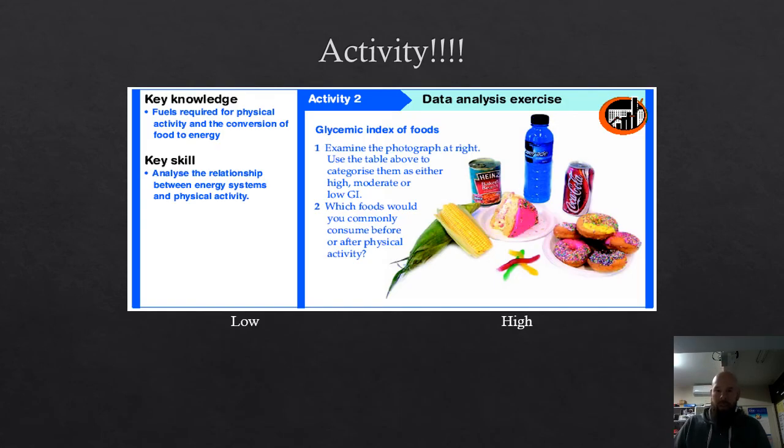So have a look at that picture. Which ones do you think would fit in the low GI and which ones do you think would fit in the high GI? Have a go at it and then we'll come back.